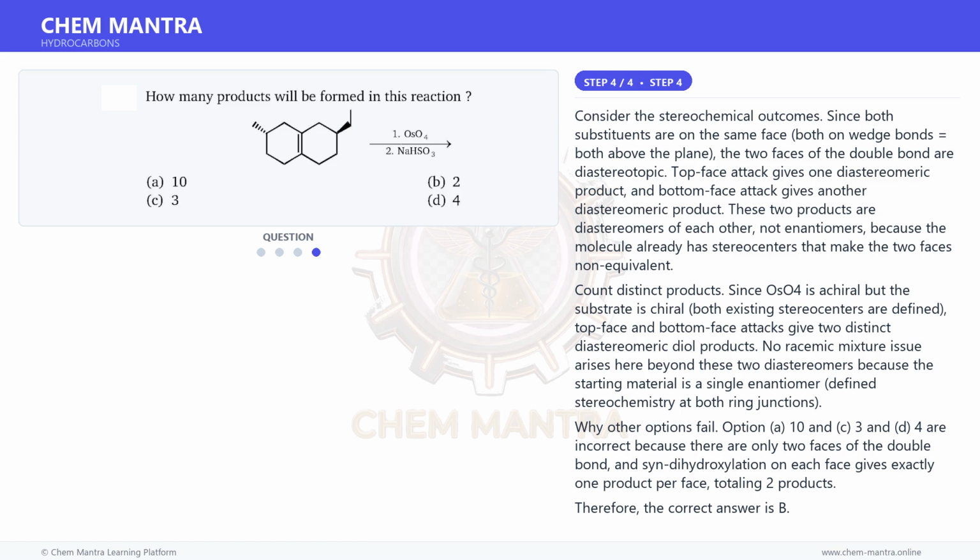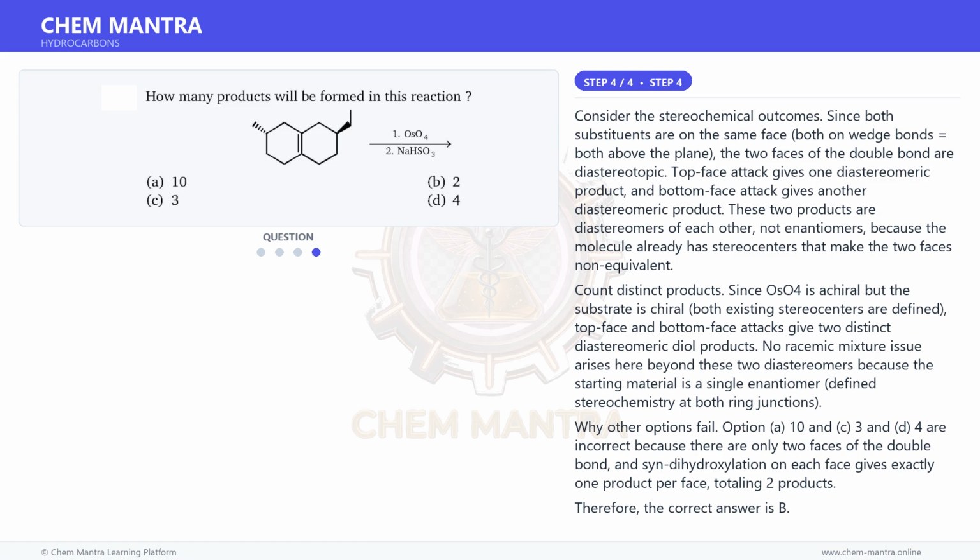Count distinct products. Since OsO4 is achiral but the substrate is chiral, with both existing stereocenters defined, top face and bottom face attacks give two distinct diastereomeric diol products. No racemic mixture issue arises here beyond these two diastereomers, because the starting material is a single enantiomer with defined stereochemistry at both ring junctions. Why do the other options fail?